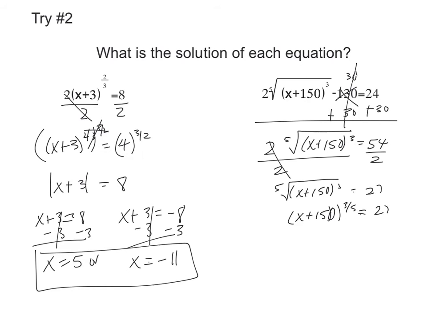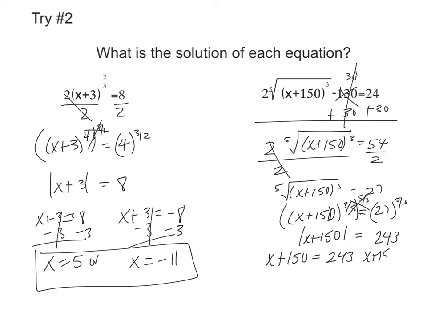Okay, and then we need to get rid of the exponent by multiplying by the reciprocal, which is 5/3. So x plus 150, really the absolute value of x plus 150, is going to be equal to 27 to the 5/3, which is really 243. So this is x plus 150 equal to positive 243, and then x plus 150 equal to negative 243.